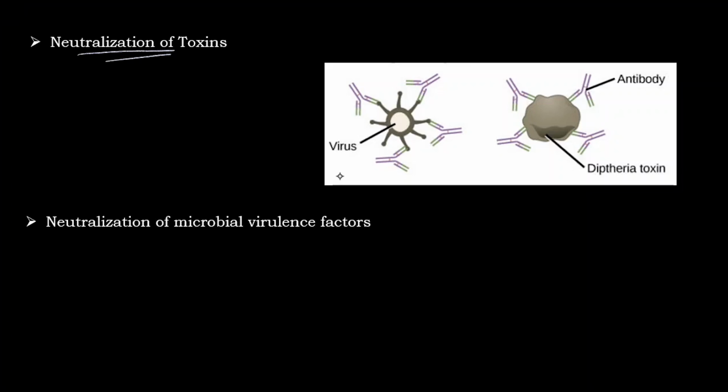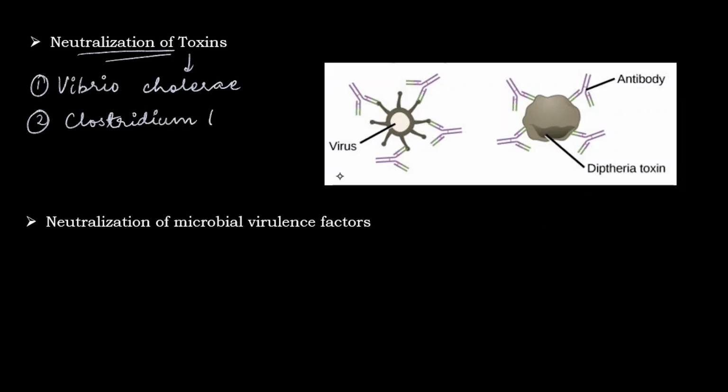Many pathogenic bacteria produce toxins, like Vibrio cholerae and Clostridium tetani. All these bacteria can cause disease by releasing toxins, right?